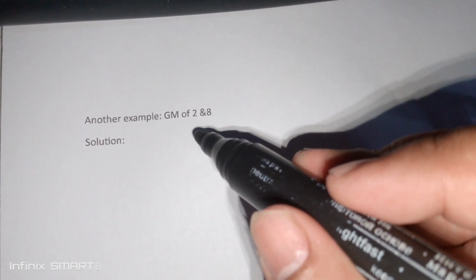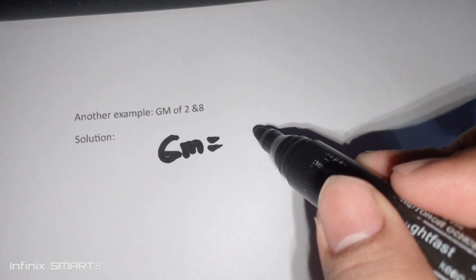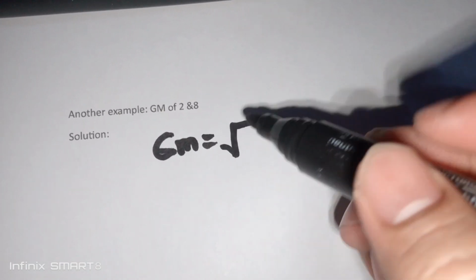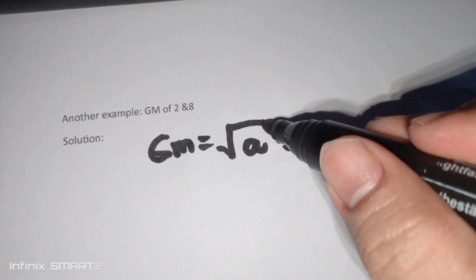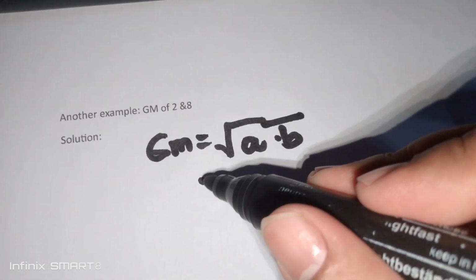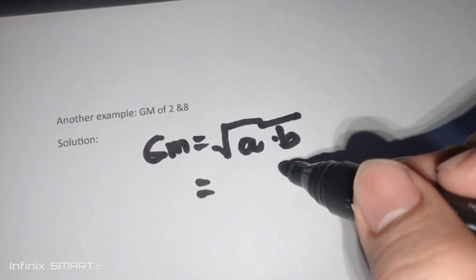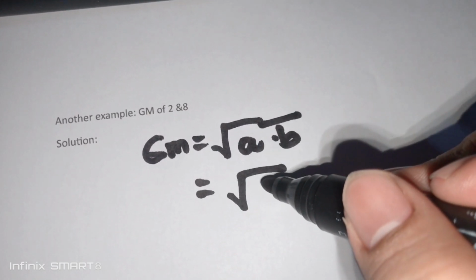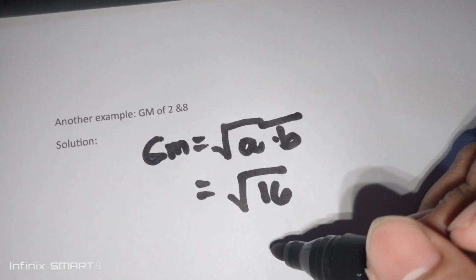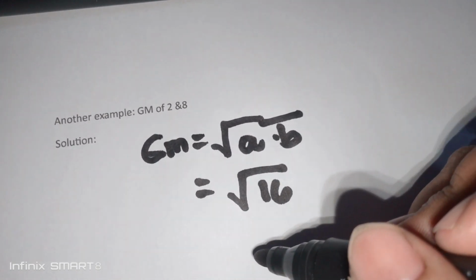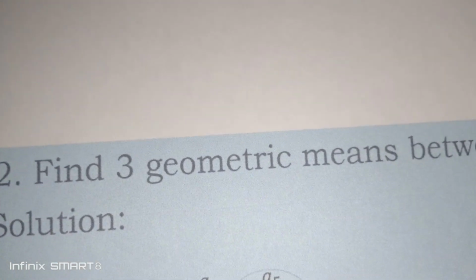Okay, next, another example. What is the geometric mean of 2 and 8? So, geometric mean is equal to, okay, I'll write first the formula. Okay, the square root of A times B. So I'll use the radical symbol, and you multiply A times B. So your A will be 2 and your B is 8. So, 2 times 8 is 16. And the square root of 16 is 4.